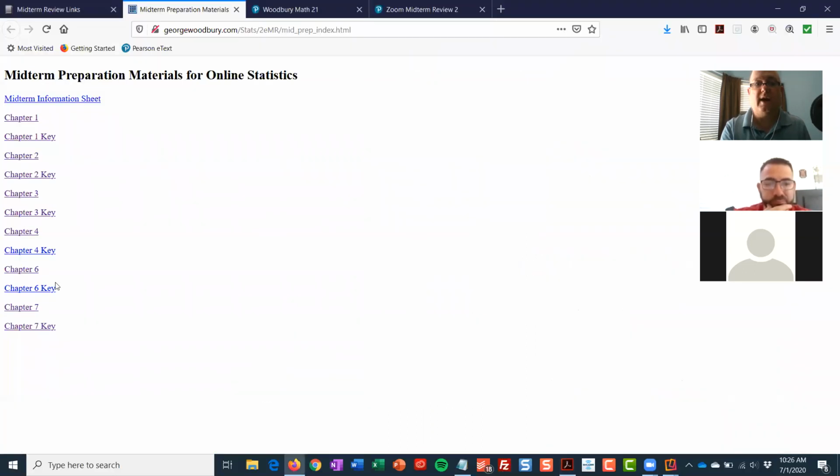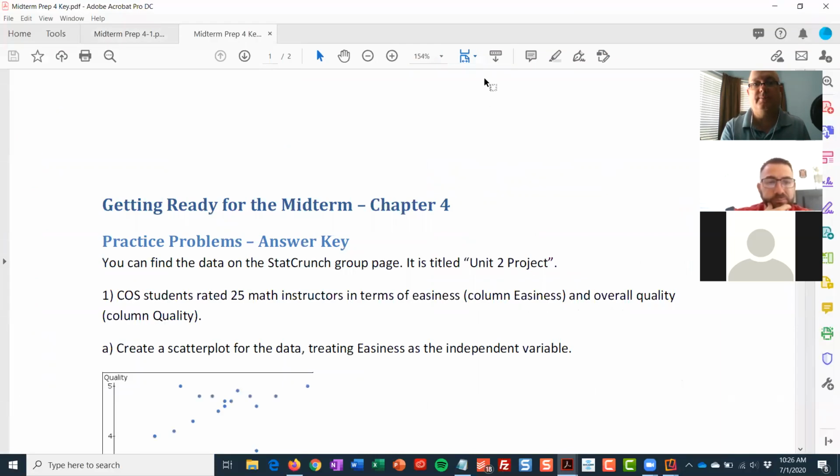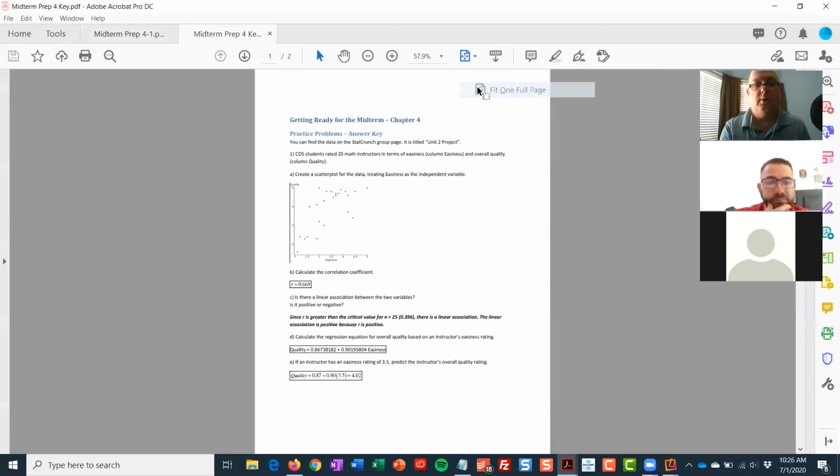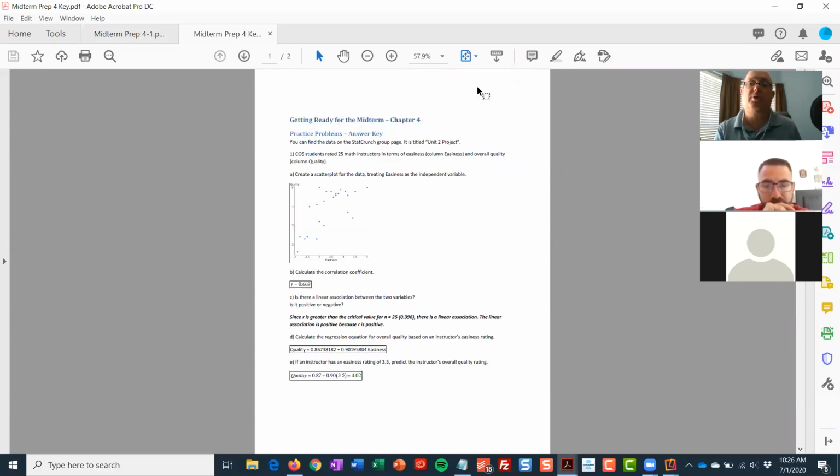Then you can check your answers to the answer key for that same thing, where I have them worked out with all the results coming right out of StatCrunch. So again, it's another place where you can check your work and make sure you're doing these right before you jump into the ones that really count.